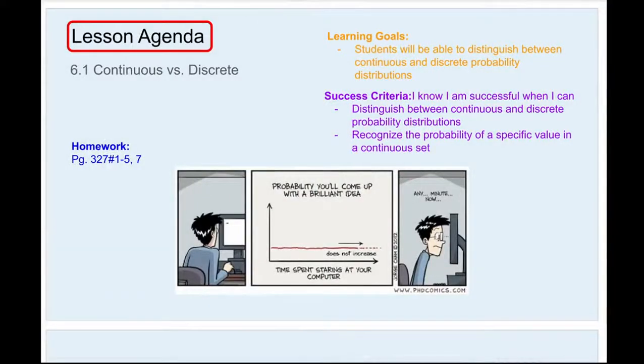In today's lesson, we are going to be looking at continuous versus discrete data. We've looked a little bit at this before when we've looked at discrete probability distributions, but we're going to be looking again just at the difference between the two, and then we're going to focus on continuous distributions.